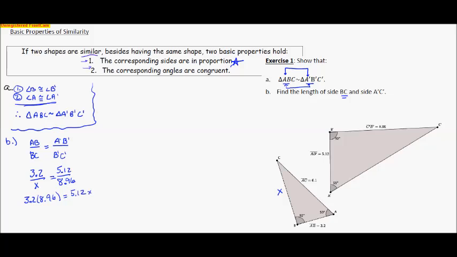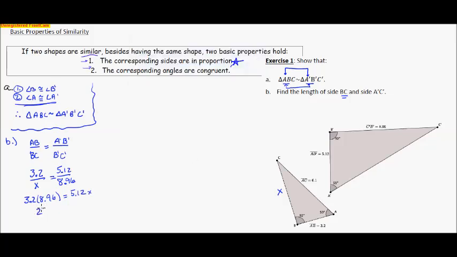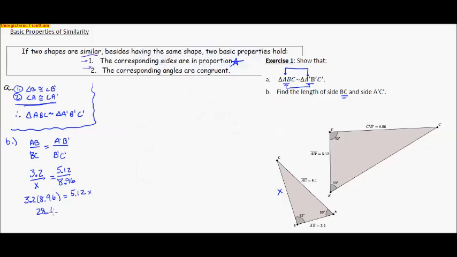Now I need a little help from my calculator here. I'm going to bring that up, and I'm going to take 3.2 times 8.96, and I get 28.672. All right, and I'm going to bring down the 5.12x.